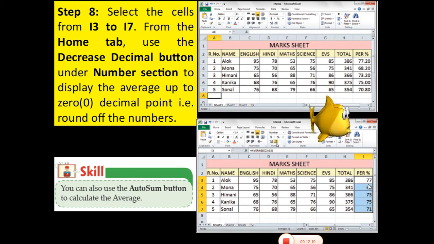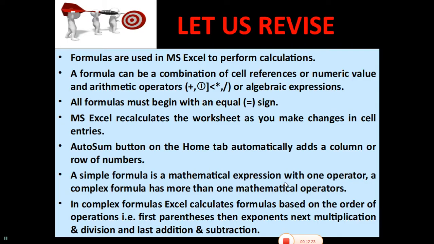Here this table is used regarding the decrease decimal button. Now, you can also use the AutoSum button to calculate the average.